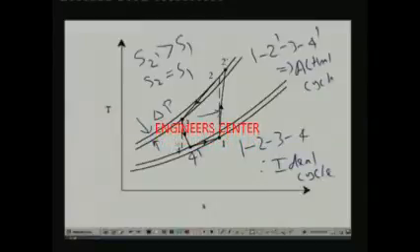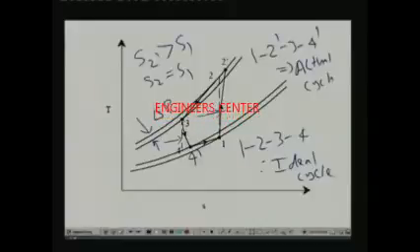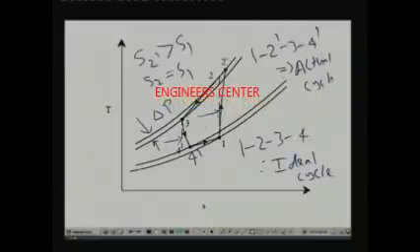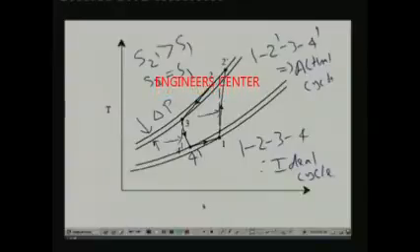Similarly, in process 3 to 4, entropy remains constant if it is an ideal process, but in an actual process again entropy increases, so S4 dash will be greater than S3. So the process is something like this. As a result you have a cycle 1, 2 dash, 3 dash, 4 dash in an actual case. What is the consequence of this? You can very easily show that the consequence is a reduction in the COP.